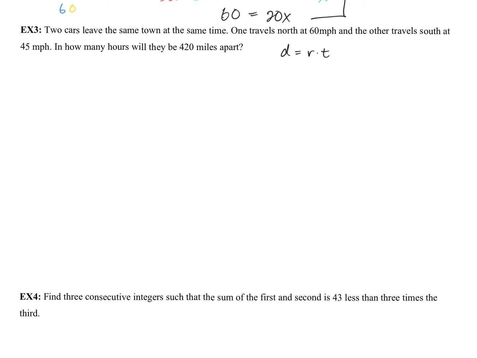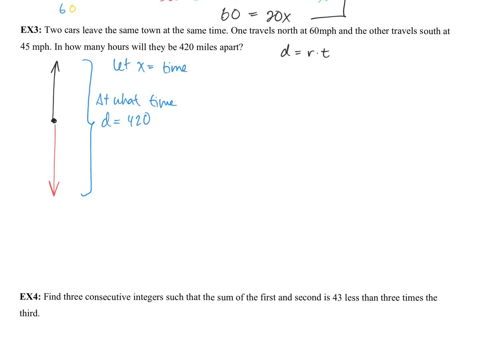Now, is there a visual we can draw with this problem? Well, there is. We're talking about north and south, right? So one travels north from a starting point, and the other one travels south from the starting point. And then what happens? We want to figure out when their total distance is equal to 420 miles. So what do we not know? We don't know the time. So I'm going to go ahead and let x be our time. Let x equal the time.